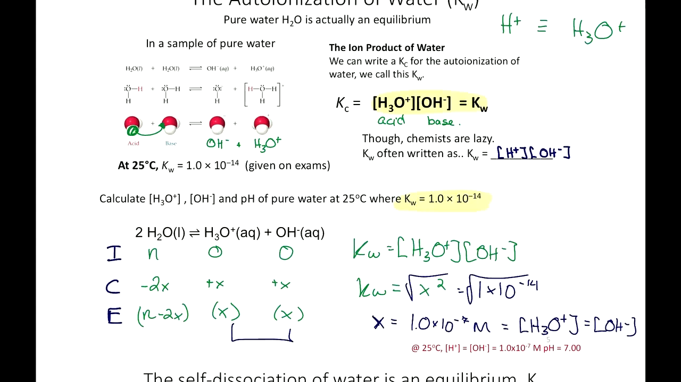So that's how we calculate the pH of pure water using that Kw value. The reason that a neutral solution at 25 degrees Celsius has a pH of 7 is because of that value of Kw at 25 degrees Celsius.